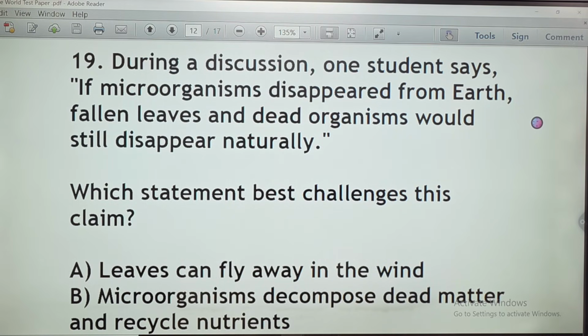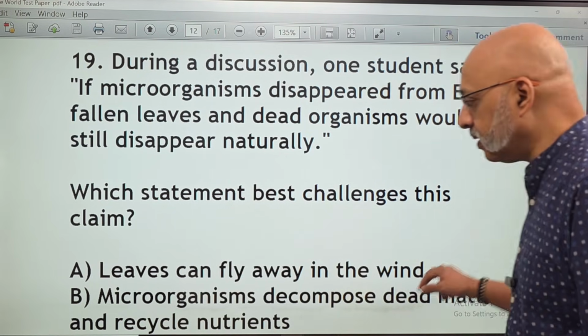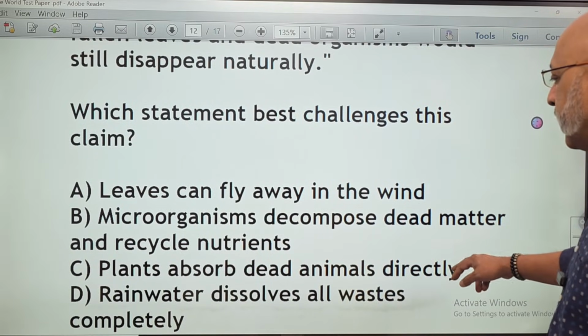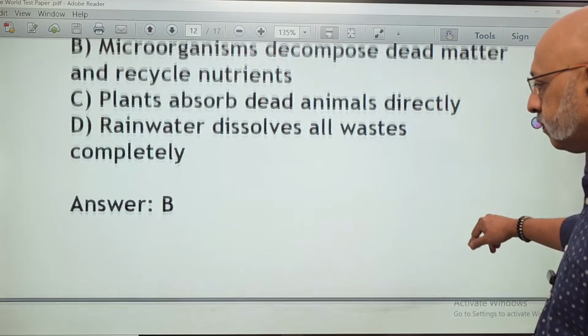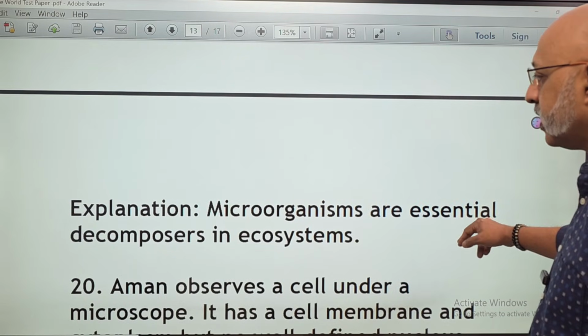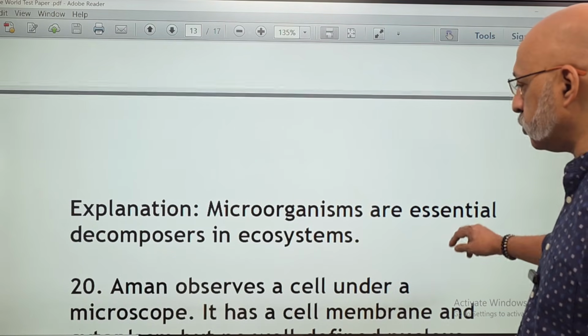During a discussion, one student says if microorganisms disappeared from Earth, fallen leaves and dead organisms would still disappear naturally. Which statement best challenges his claim? Leaves can fly away in the wind. Microorganisms decompose dead matter and recycle nutrients. Plants absorb dead animals directly. Rainwater dissolves all waste completely. The correct answer is B. Microorganisms are essential for the process of decomposition.